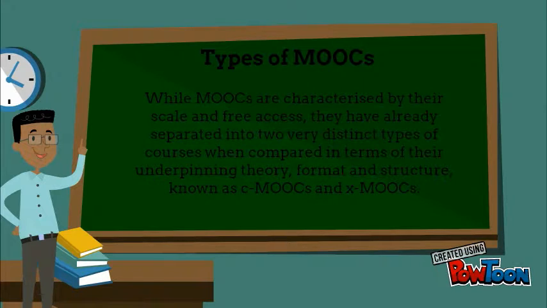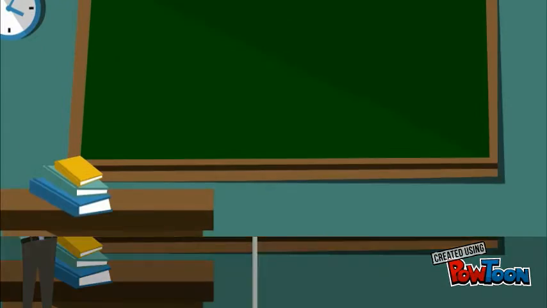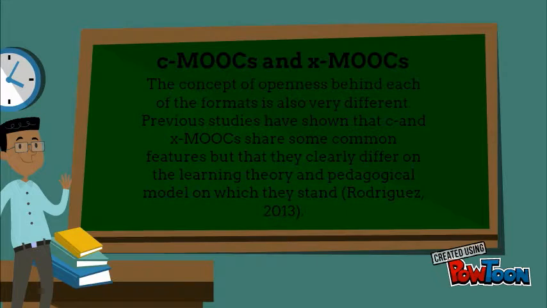While MOOCs are characterized by their scale and free access, they have already separated into two very distinct types of courses when compared in terms of their underpinning theory, format, and structure, known as CMOOCs and XMOOCs. The concept of openness behind each of the formats is also very different.